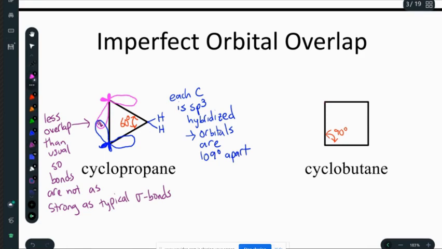In a 4-membered ring, there'd probably be a little bit more overlap. They're still overlapping at an angle, but because they're not pointed off to the side as much, there's better overlap in a 4-membered ring. But you would still have the same phenomenon where there's not as good overlap in those rings as there typically would be. So that makes these molecules less stable than they might otherwise be.